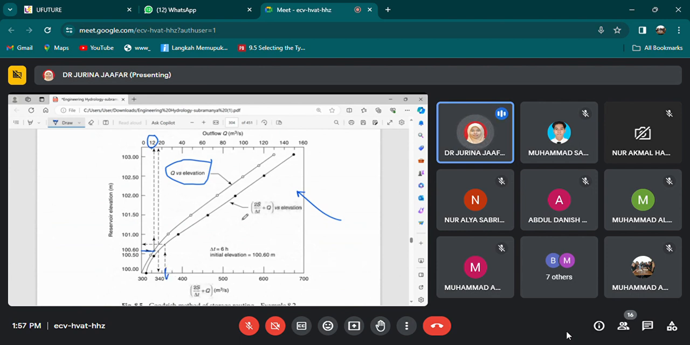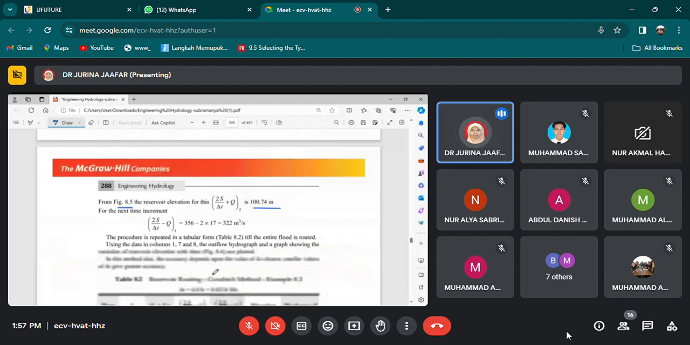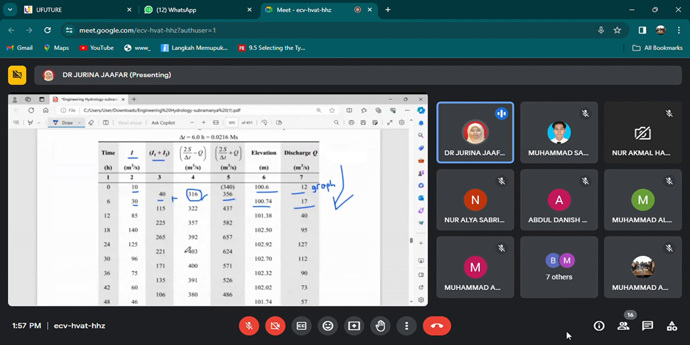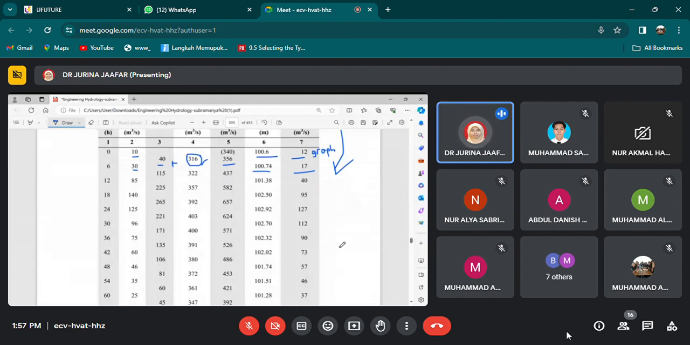Sekarang ni kita nak tahu what will be the elevation. Ni elevation, then we will look to is like 100.70. So that's the 74 as elevation. So for the time of increment, daripada situ juga kita akan dapat Q, 356 tolak 2 kali 17, kita dapat 322.